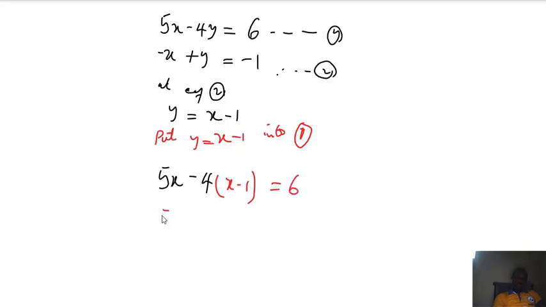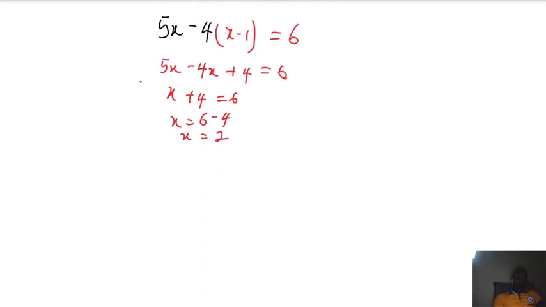So let's expand. We have 5x minus 4x plus 4 equals 6. So 5x minus 4x will give us x, then plus 4 equals 6. So we have x equals 6 minus 4. So x will give us 2.